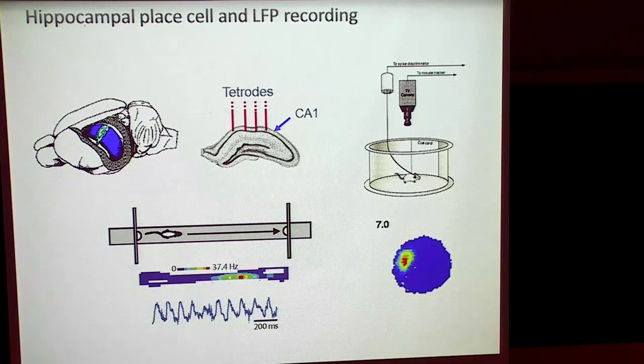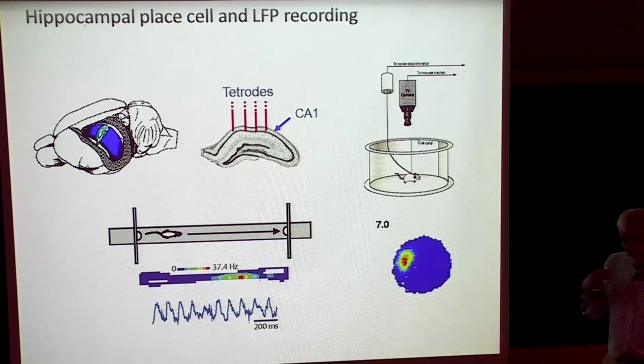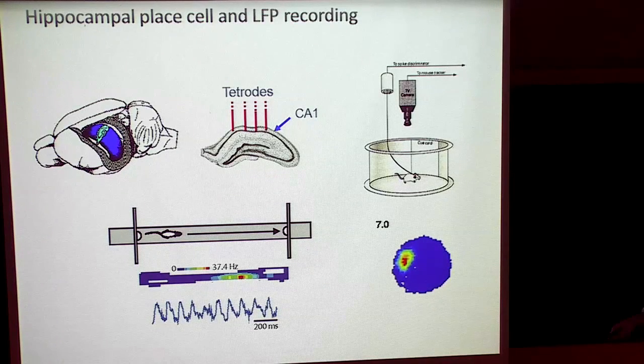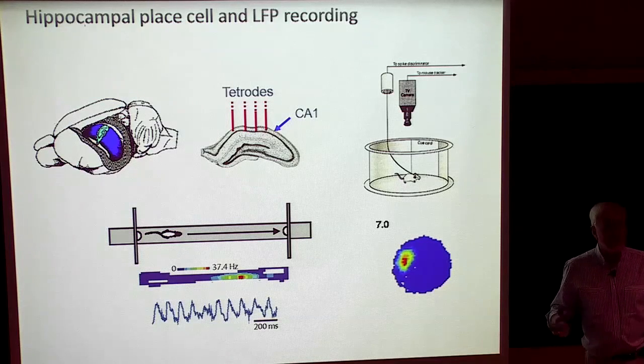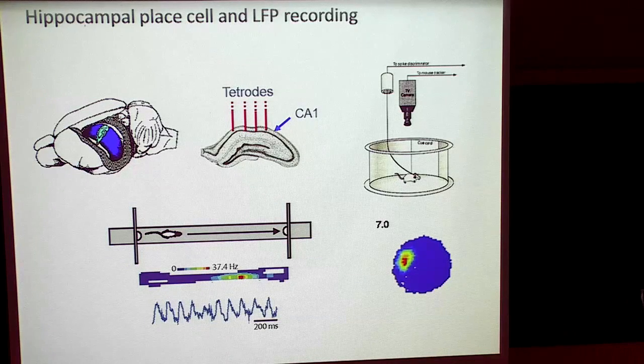It's not a completely neutral version of this, because it does change some aspects of the place cell physiology, but it gives you the opportunity to get lots and lots of data. For a lot of this work, we need lots of data. And you can find place cells on the linear track. I should point out that they're different.